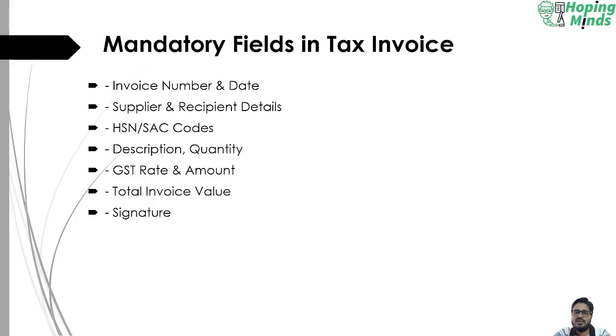Then rate of GST, that is, the rate of GST in percentage must be there in the invoice, under different heads, that is CGST, SGST or UTGST and IGST, whichever is applicable. Then the amount of tax. Next is the total invoice value, that is the taxable value along with the tax amount. And finally, the signature or the digital signature of the supplier. Other optional fields can also be added to the invoice, like PAN, purchase order number, transporter details, etc.